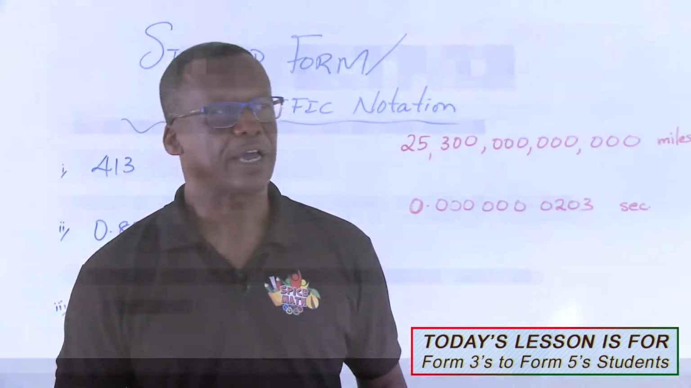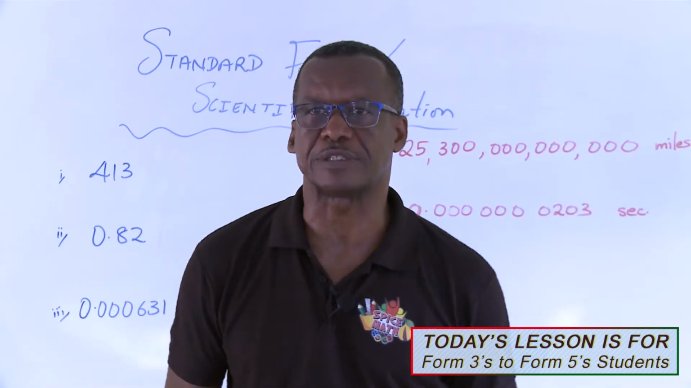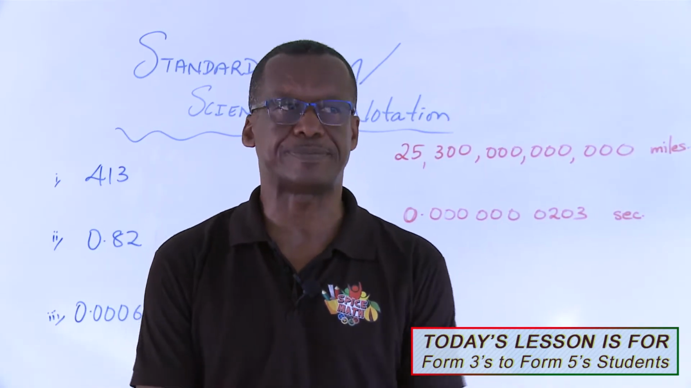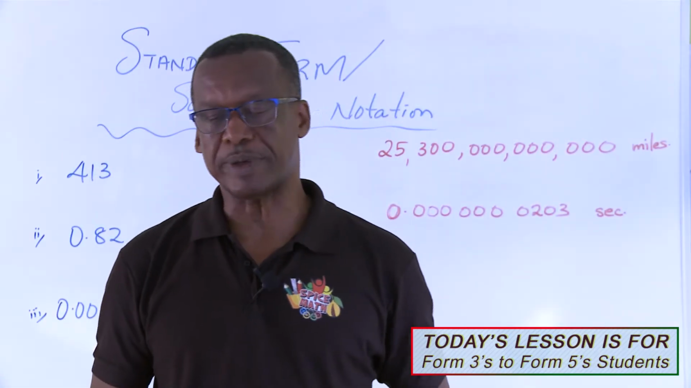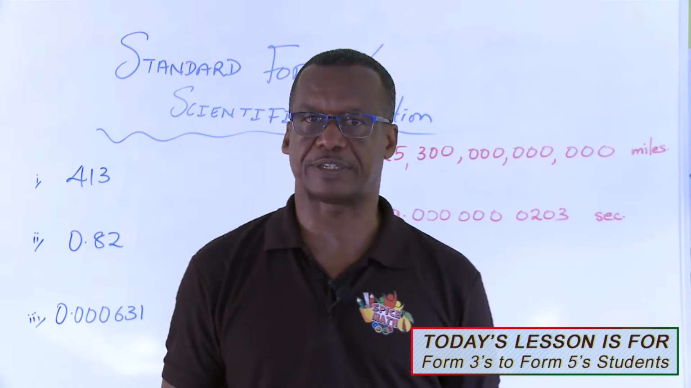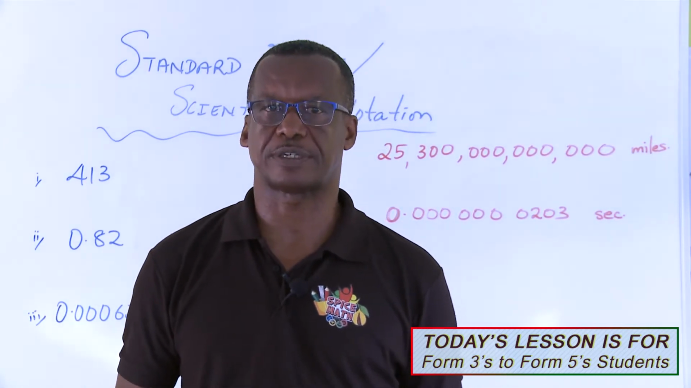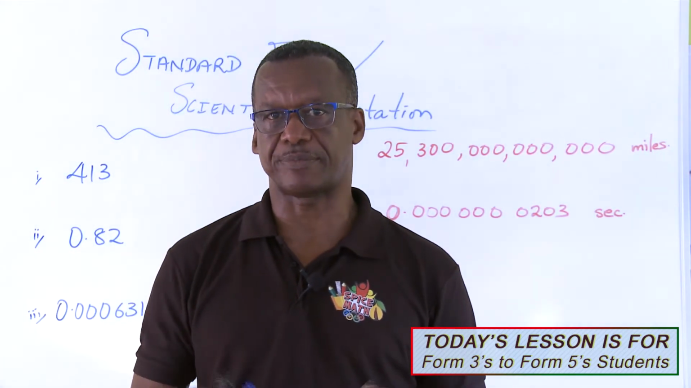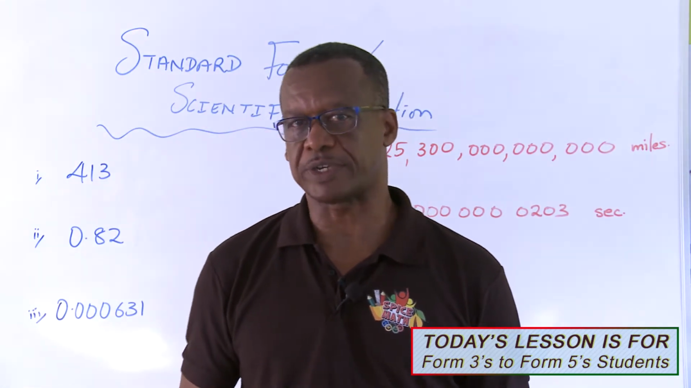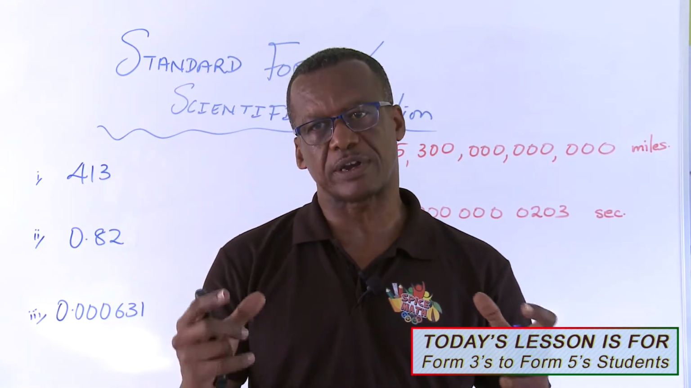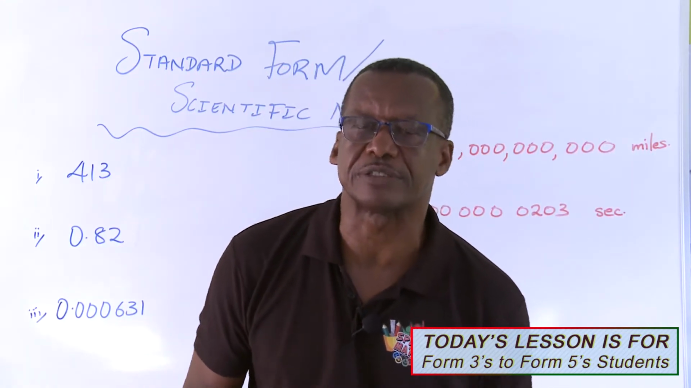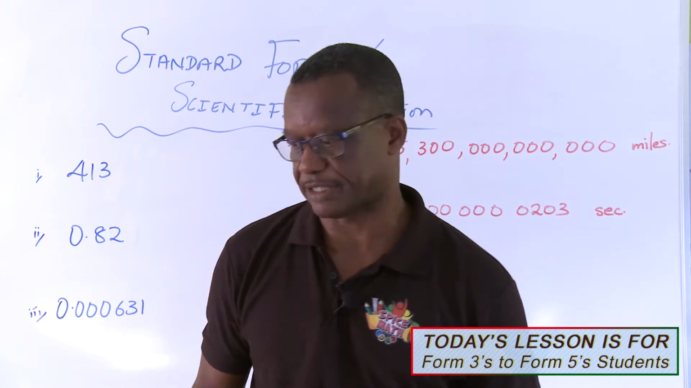So let's go. A definition for scientific notation, otherwise known as standard form, is a convenient way of expressing a number as a product in powers of 10. And if you remember from a few previous lessons, we have discussed base 10 and the powers of 10. And today we're going to use those examples to see how we can understand scientific notation in the right context.